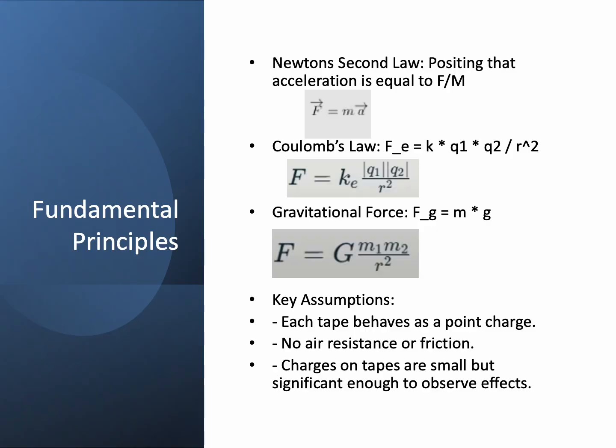So there are a few fundamental principles that this lab will rely on. Firstly, Newton's second law is a very important one, and that law states that the acceleration of an object is equal to the force divided by its mass. Secondly is Coulomb's law, and that is just the expression that the force is equal to the k constant times the two charges involved over the distance between them squared. Lastly would be the gravitational force, which is given by F equals G times the mass of one object times the mass of the other over the distance squared. However, for the purposes of this lab, mg will be used, where g is equal to 9.8 meters per second squared.